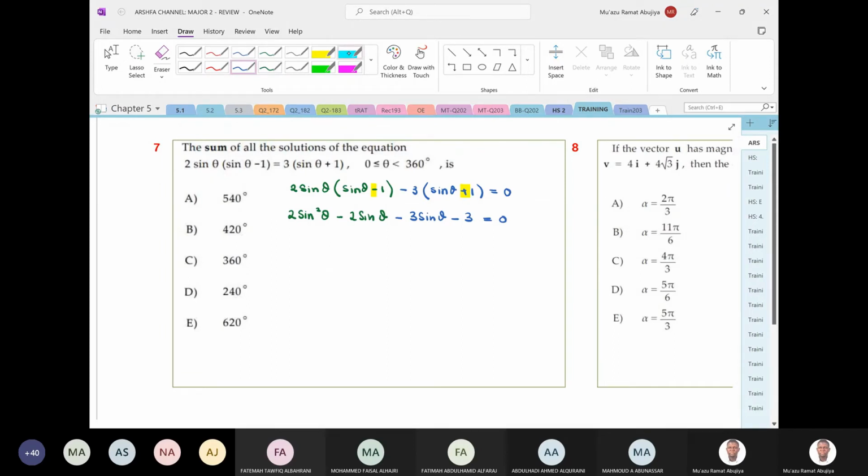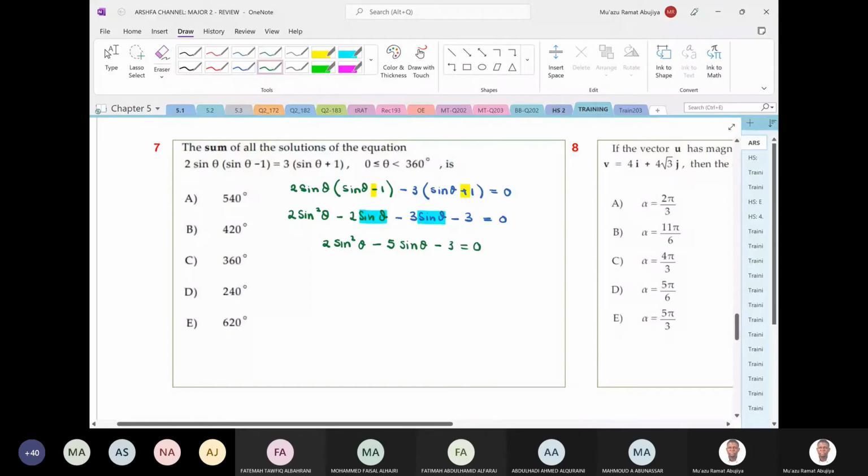Now, you see, this is very beautiful because these are the same. So we can combine them together, right? We have sine of theta, and here we also have sine of theta. Now we can combine it together and write it as 2 sine squared of theta minus 2 minus 3, that will be minus 5 sine of theta minus 3 equal to 0.